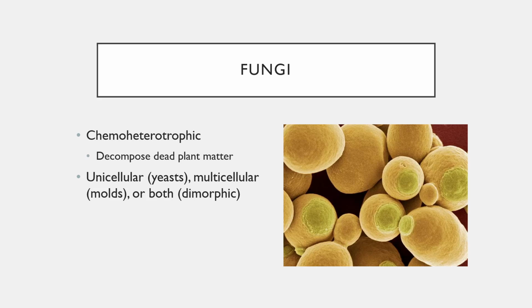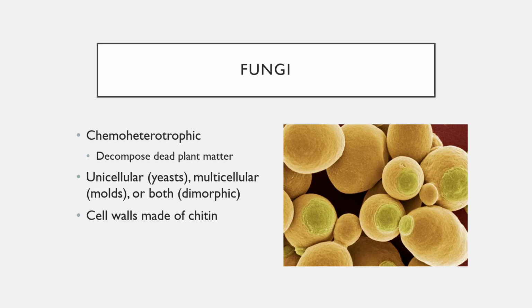Another unifying characteristic of fungi is the fact that their cell walls are composed of a material called chitin. Chitin is actually the same material that composes the exoskeletons of insects. So for example, when you squish a cockroach and you hear that crunching sound, that is the chitin that is crunching, and that's the same compound that makes up the cell walls of fungi.